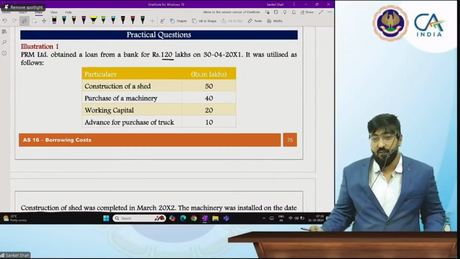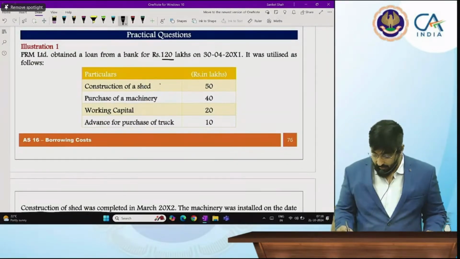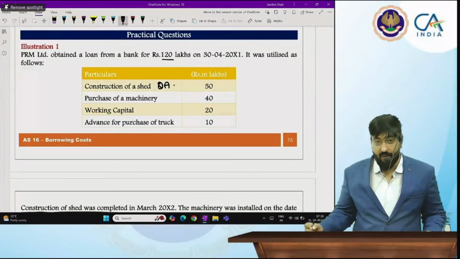Which of these is a qualifying asset? Read the particulars, not the amounts. Construction of a shed. Construction of a shed is a qualifying asset, correct? Yes, sir. So on this interest, are you going to capitalize it or transfer it to P&L?